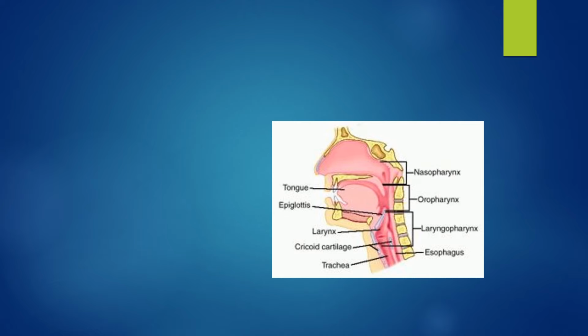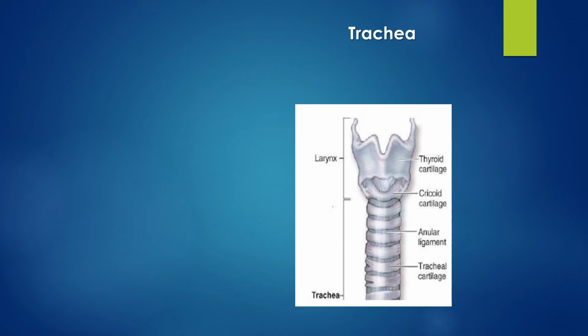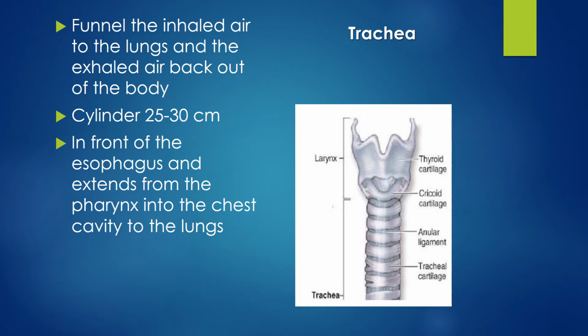From the nasal cavity, air passes through the pharynx or throat and the larynx or voice box as it makes its way to the trachea. The main function of the trachea is to funnel the inhaled air to the lungs and the exhaled air back out of the body. The human trachea is a cylinder about 25 to 30 centimeters, which sits in front of the esophagus and extends from the pharynx into the chest cavity to the lungs.